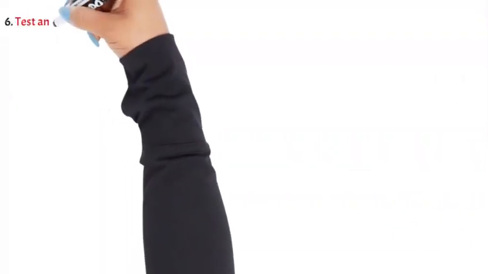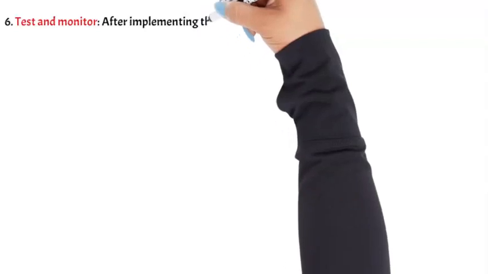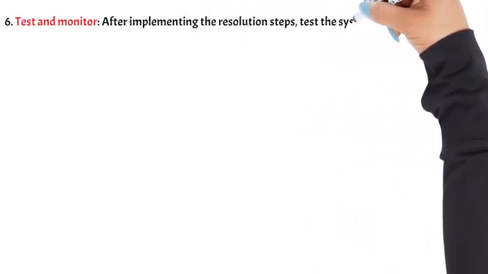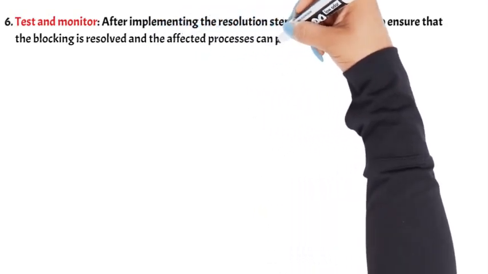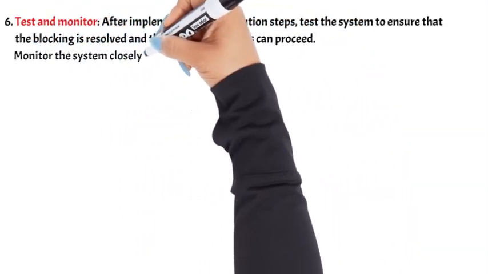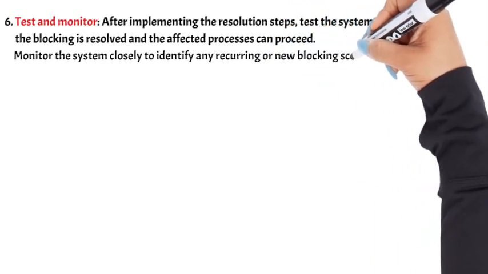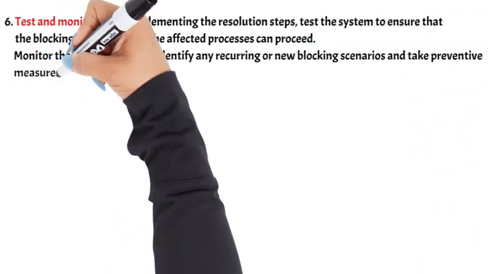6. Test and monitor. After implementing the resolution steps, test the system to ensure that the blocking is resolved and the affected processes can proceed. Monitor the system closely to identify any recurring or new blocking scenarios and take preventive measures.